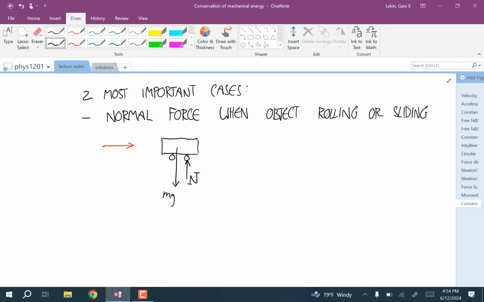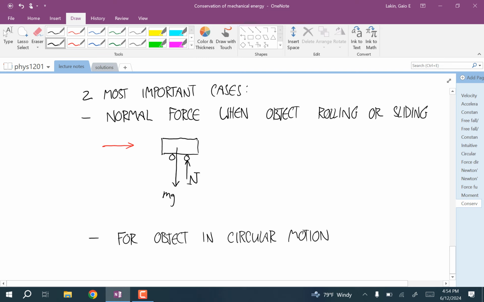Okay, the second type of force that'll come up from time to time that does zero work is if an object is in circular motion. Any force exactly toward or away from the center of the circle.